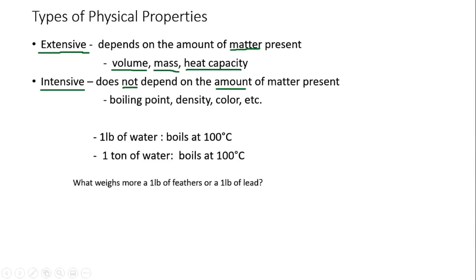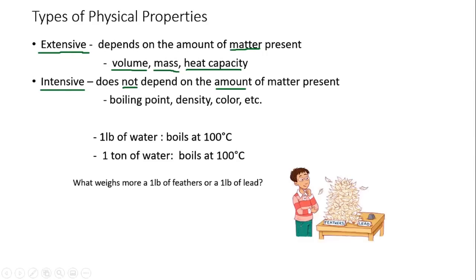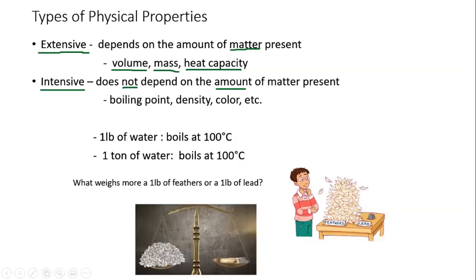So for example, what weighs more, a pound of feathers or a pound of lead? So we have 2 bags. One contains a pound of feathers, one contains a pound of lead. Which one would weigh more? And the answer to that question is they both will weigh the same because they're both 1 pound of each. Now, since the density of feathers is less than the density of lead, it would take more feathers to make 1 pound. Whereas for lead, it would take less lead to make 1 pound. But they both weigh 1 pound.